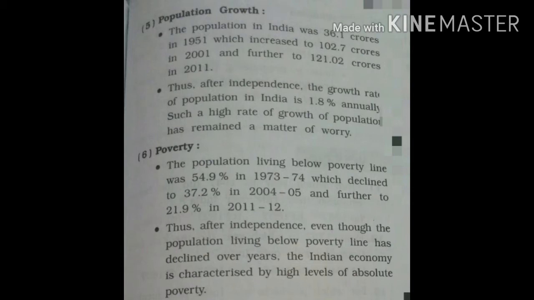Sixth, poverty. One of the main characteristics of Indian economy is a very high level of absolute poverty. Though percentage of population living below poverty line has declined over years, it is still quite high. In 1973-74, about 59.9% of population lived below poverty line. It then declined to 45.3% in 93-94, to 37.2% in 2004-05, and further to 21.9% in 2011-12.